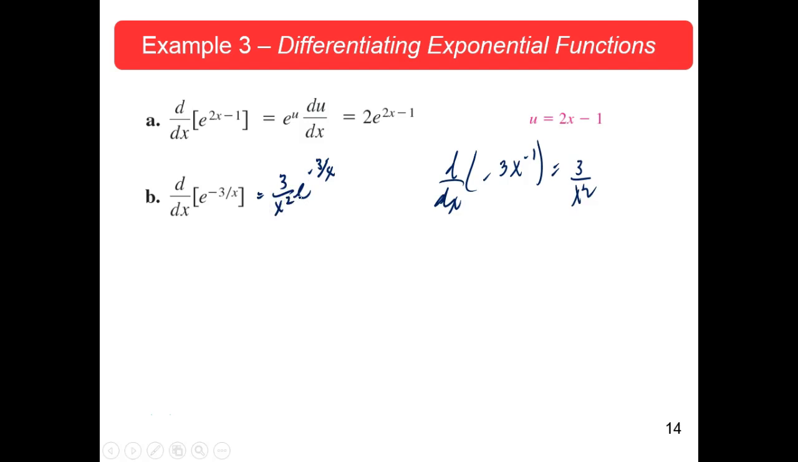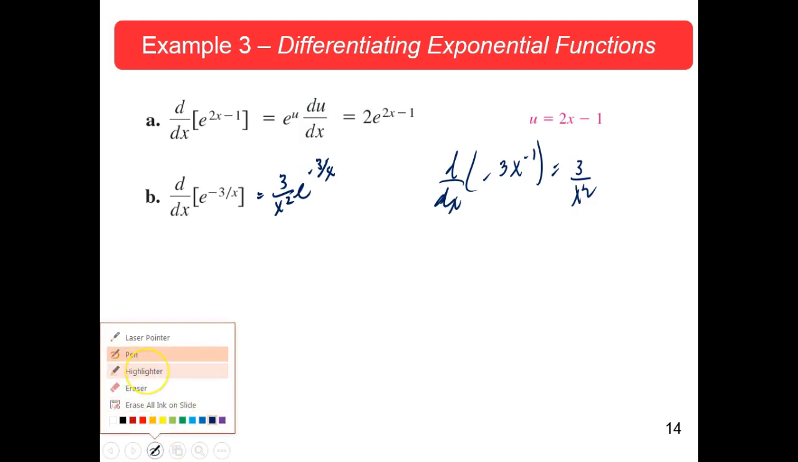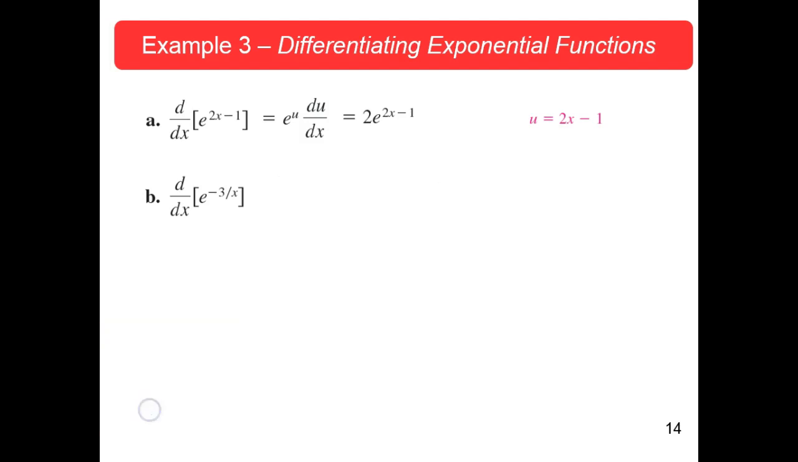Okay, that's not what you said before, was it? Okay, I didn't think so. It sounded close to that, but I never heard the square in there. Okay, so I'm going to have to erase again to show what they do. That'd be e to the u du/dx. e to the u would be e to the minus 3 over x, and that's then times 3 over x squared, which is exactly what we got.